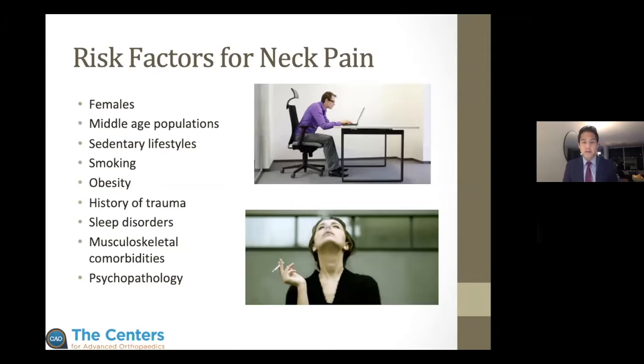Risk factors for neck pain. Typically, it has been shown that females are affected more commonly than males. Middle-aged populations are affected more so than younger and older populations. There's a heavy association with more sedentary lifestyles, where people's postures are not as good or where they're constantly spending time sitting at a desk. Smoking and obesity have been associated with higher incidences of neck pain. Obviously, having a history of trauma that may have changed your spinal anatomy may cause neck pain. Sleep disorders, other musculoskeletal comorbidities such as fibromyalgia and rheumatoid arthritis, and psychopathology, so anxiety, depression, and stress, have all been associated with increased rates of neck pain.